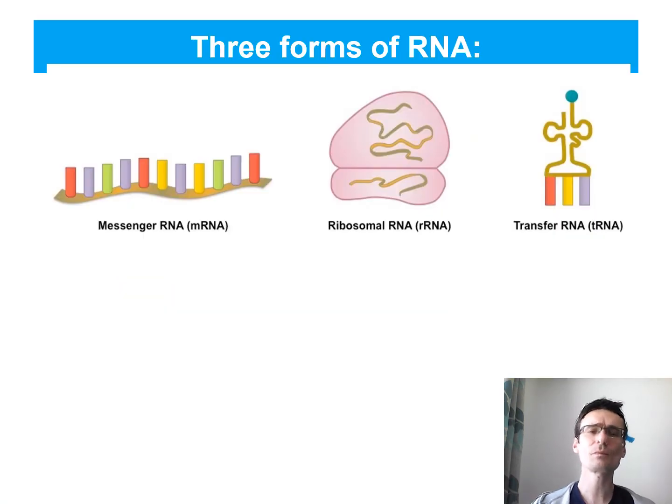RNA. So there are 3 forms of RNA: messenger RNA, ribosomal RNA, and transfer RNA. You'll learn about transfer RNA much more in year 13, where it brings in complementary amino acids to make the proteins in a process called translation. Ribosomal RNA basically makes your ribosomes, but what we're interested in more at the moment is messenger RNA.